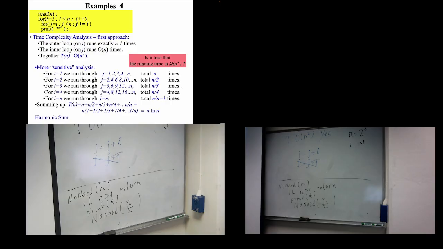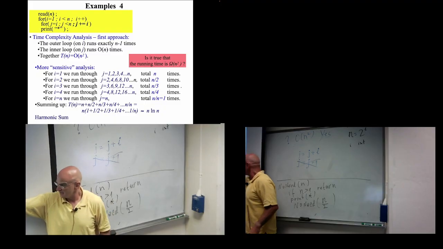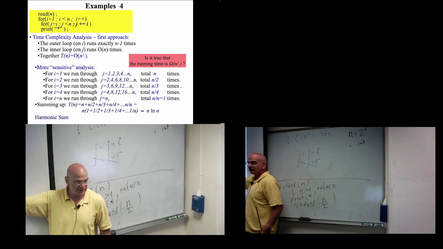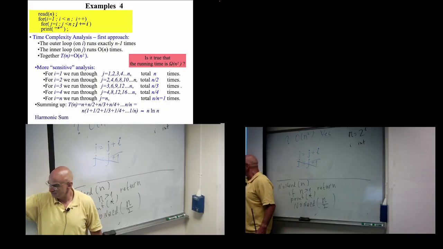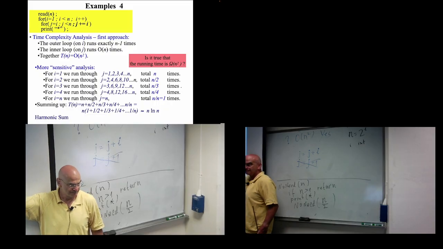Let's go to i equals 3. What will be j? Start from 3, jump to 6, jump to 9, jump to 12. All the numbers which are divisible by 3. How many numbers that are divisible by 3 can you find between 1 and n? Well, n over 3, plus or minus 1. Every third number participates here in the j.